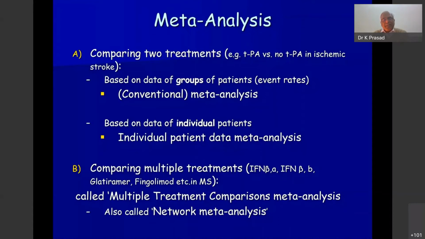A network meta-analysis of corticosteroids in COVID-19 has already been published. I'm not sure how well they have done it, but it is already out in the public domain.